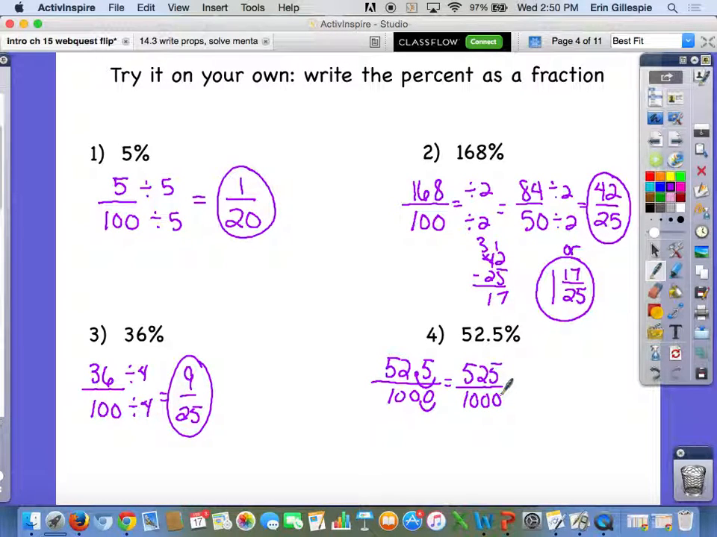So then you'd have 525 over 1,000, and then that you can reduce. Divide those both by 25. 25 would go into 500 21 times, and would go into 1,000 40 times. And then you'd be done.